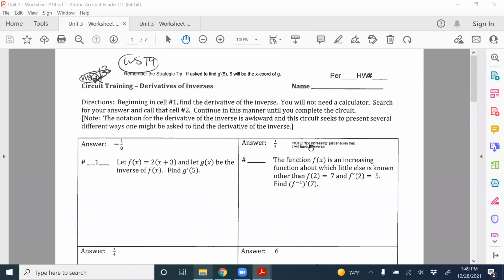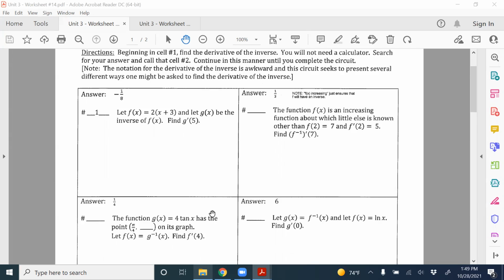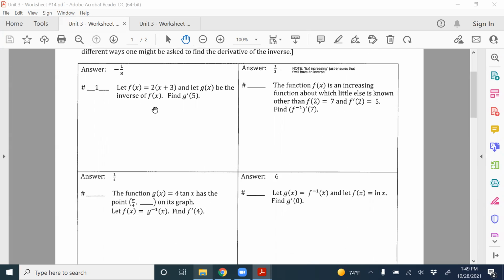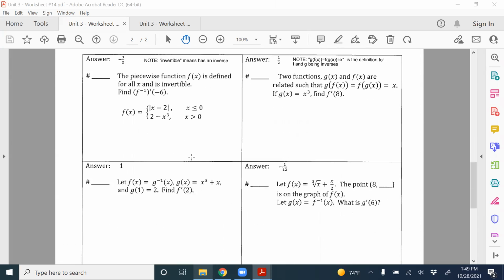The way this starts is that you start with a cell in the top left corner where it says number 1, and you work up a problem. Whatever answer you get, you locate that answer in one of the other cells in this worksheet. You see where it says answer near the top of each cell. So we're going to locate whatever answer we get from number 1 somewhere else in this worksheet, and that will be the second problem we do. We work out that problem, get that answer, locate that answer in one of the other cells, and that'll be the third problem we do.